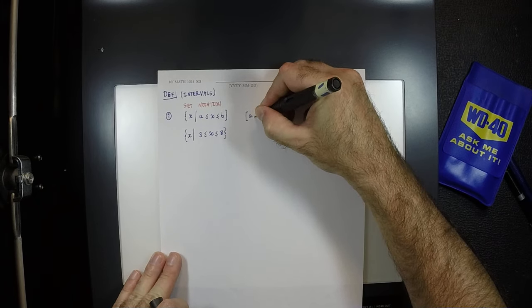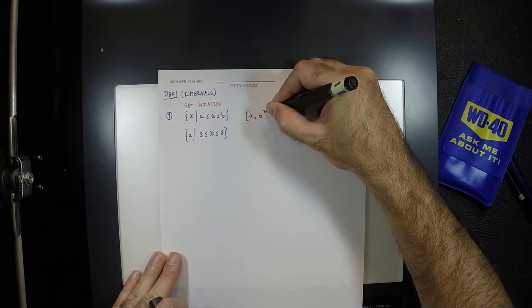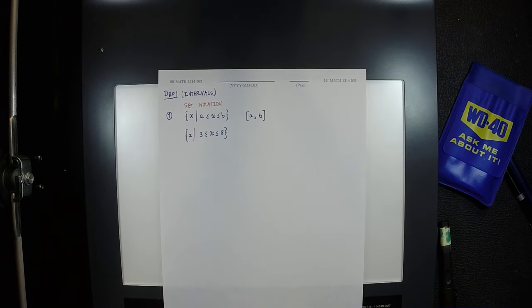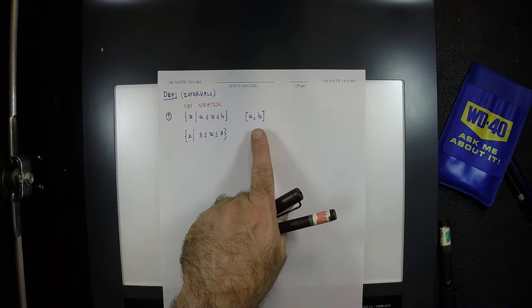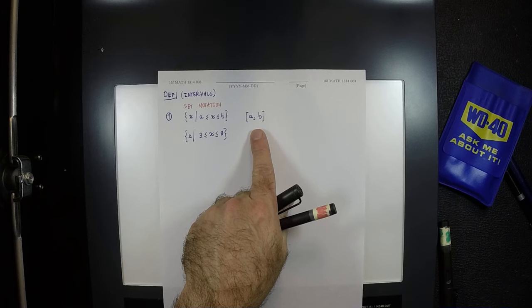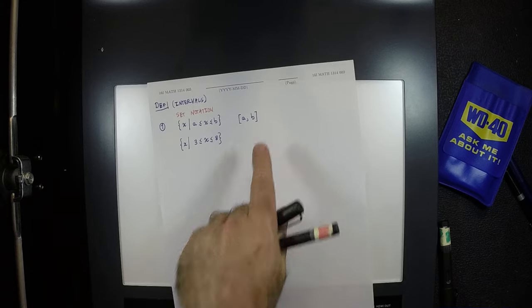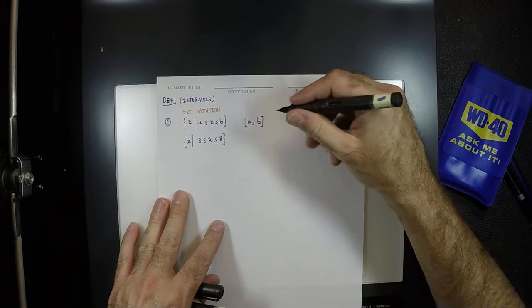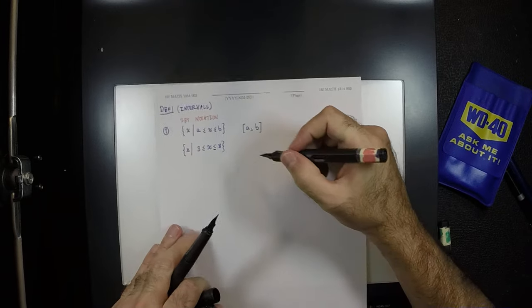A to B. Now, these square parentheses are called brackets, and it is necessary for you to use brackets in this case. Formerly, when we were doing arithmetic, I switched between round parentheses and square parentheses, and the switch was not significant. But here, it is significant for a reason you'll see in just a moment. Okay. This is called interval notation.